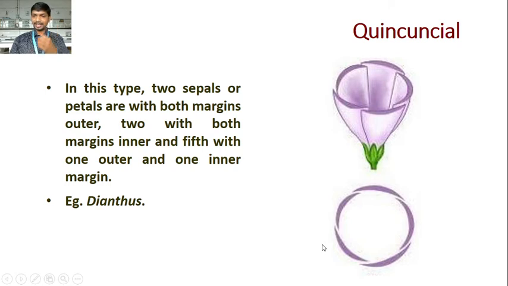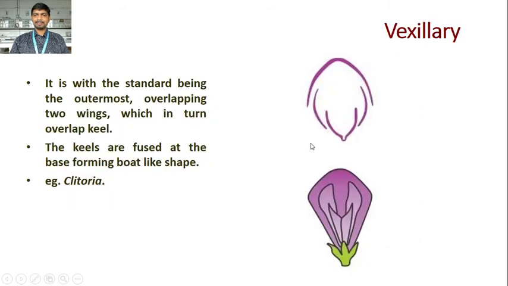For example, dianthus: here two petals are completely outer, with both margins outer. These two are completely inner, with both margins inner, while this remaining one has one margin towards the inner side and the other margin towards the outer side. This is found in the dianthus, quincuncial estivation.